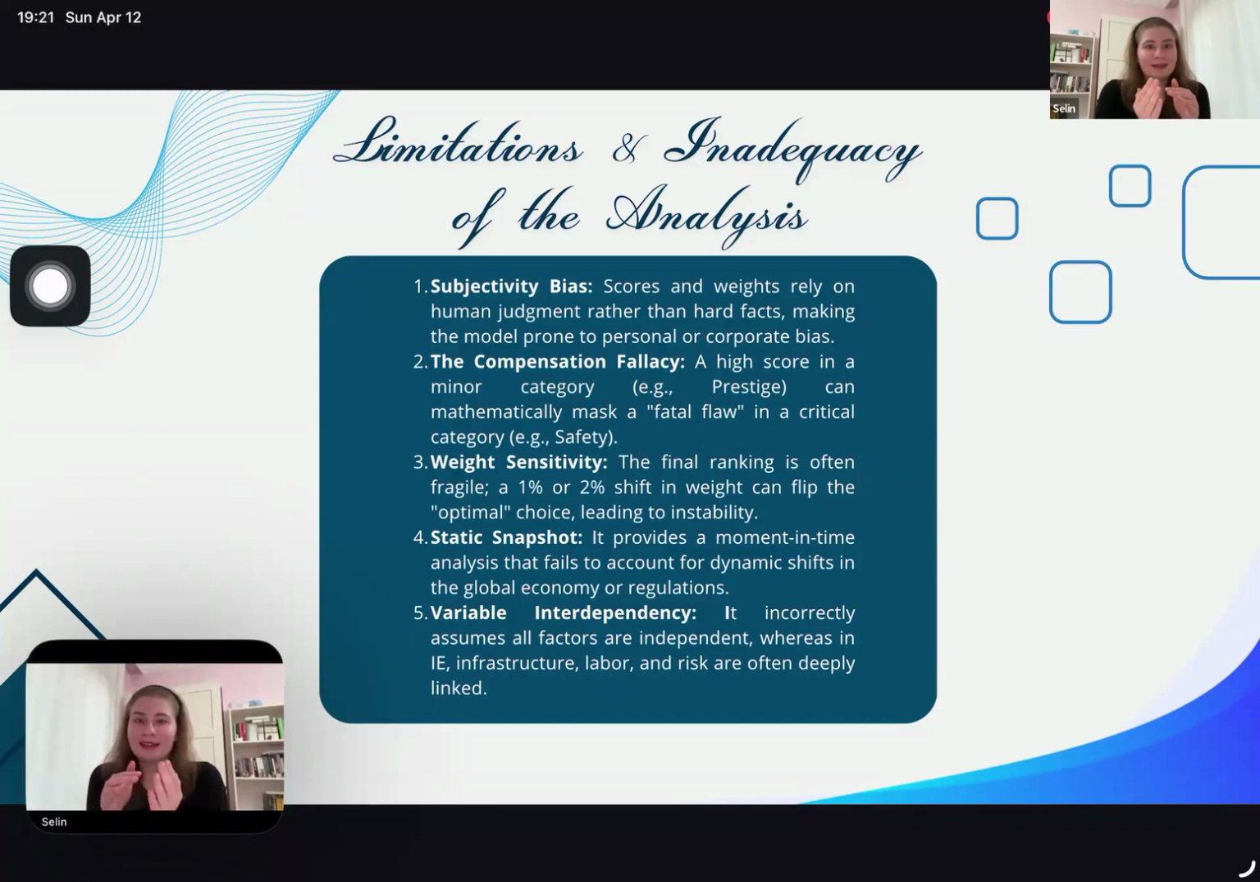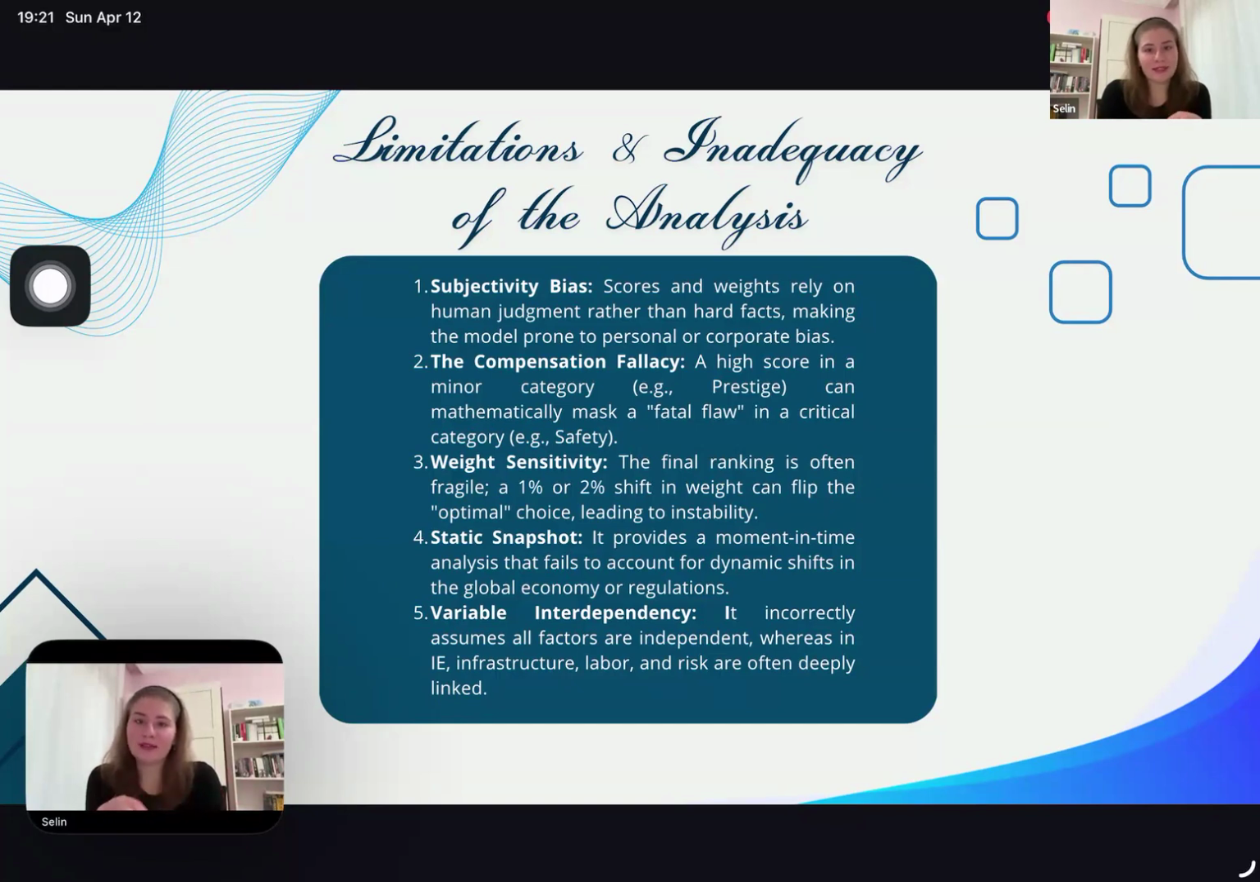One, and the most important one in my opinion, is the subjectivity bias. Scores and weights rely on human judgment rather than facts, making this model prone to personal bias. And the second one is the compensation fallacy. A high score in a minor category can mathematically mask a fatal flaw in a critical category. This is something we also don't want, because maybe we are going to be like, oh, the prestige is high, but we are going to ignore safety, which we can't.